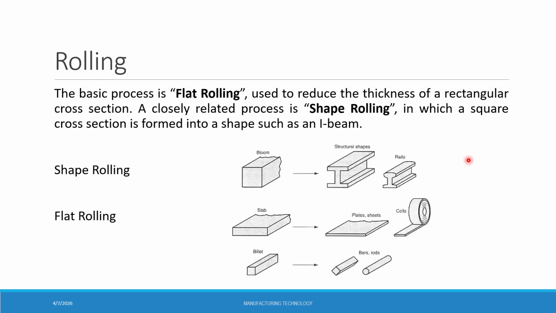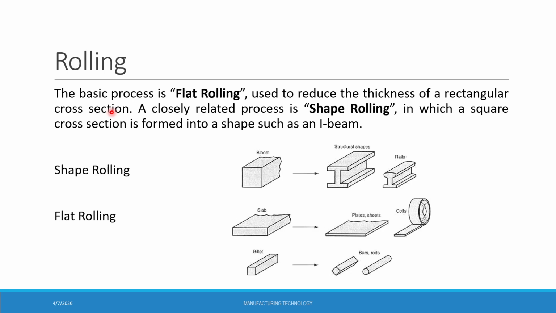Now rolling process is categorized into two types. The first one is called the flat rolling, which we just now saw an example of. The second one is called the shape rolling. The flat rolling is used to reduce the thickness of a rectangular cross section. You must have noticed that sheet metal will have a cross section which is basically rectangular in nature, like a thin thickness but a very long length or width.